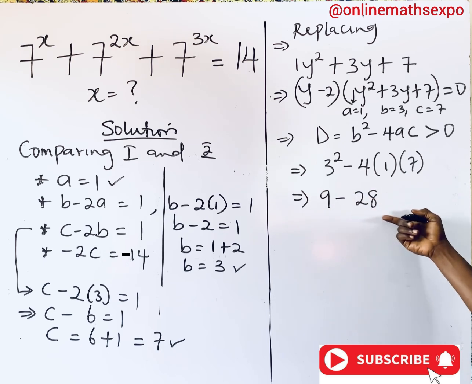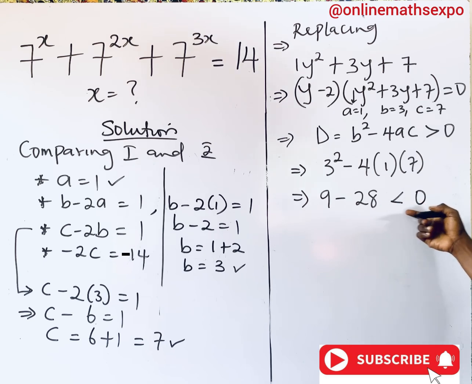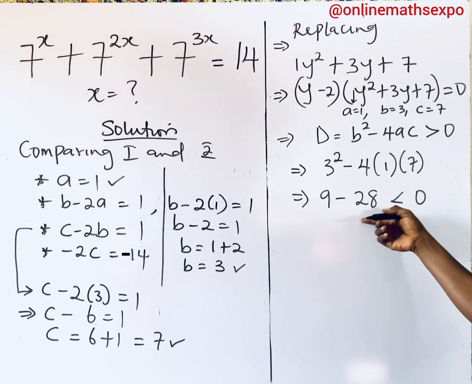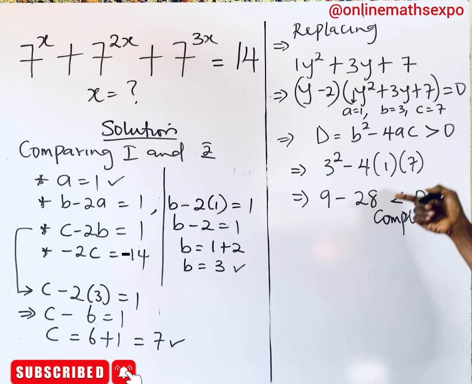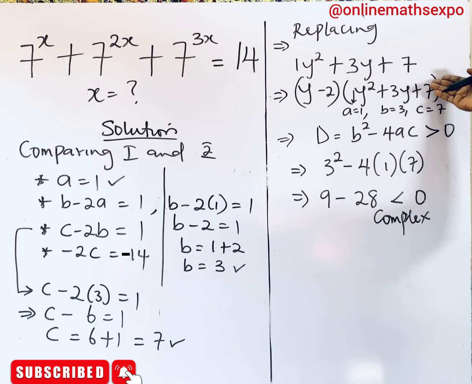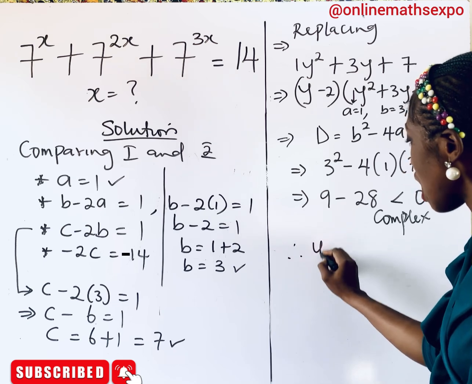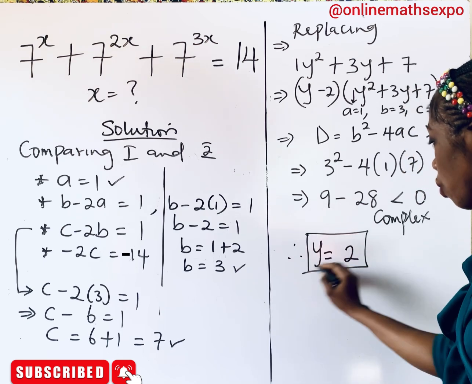And when you subtract this, it is what? Less than 0. And because it's less than 0, we don't need such value. It means it's going to give us a complex solution, and what we want is the real solution. So in this case, we are not accepting this. So we conclude that our y is equal to 2. That's the solution we have.